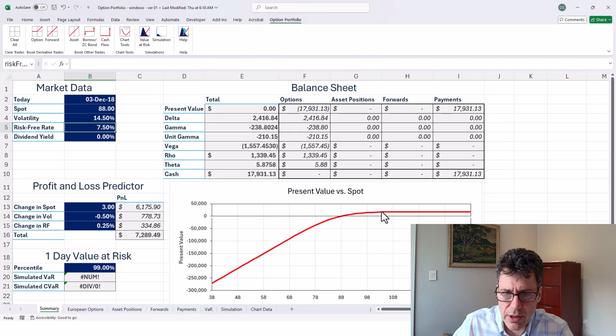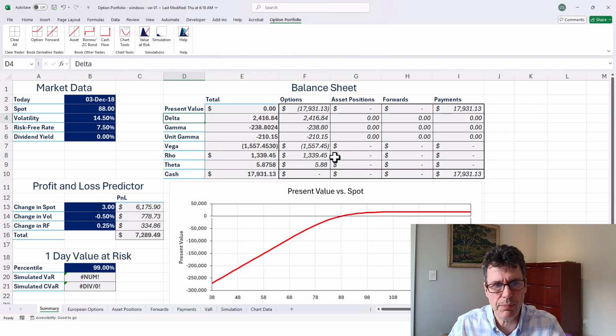We can also see our chart here. We're short some put options, so if the market falls, we lose lots of money. If the market goes up, eventually we get to keep our premium, and if we look for a high strike here, we can see 17,931, so we get to keep our premium. Okay, so that's our position.